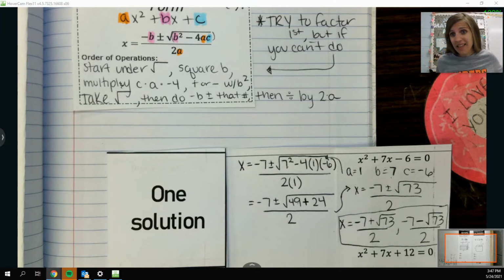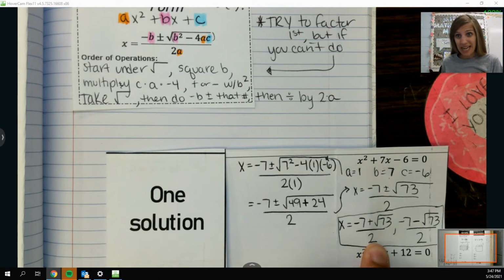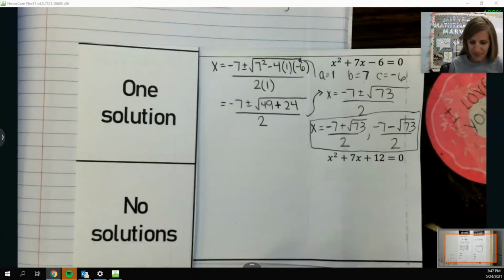But again, it's kind of like that thing where I couldn't find exactly where my x-intercepts were. And so this is the exact answer, but the approximate one is a really nasty decimal. So let's try out another one.